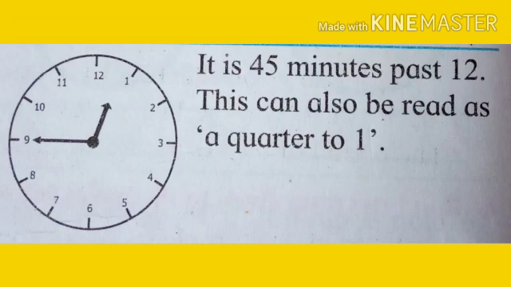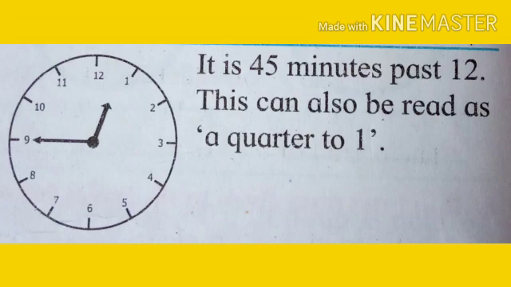Quarter to 1 means after 15 minutes, the time will become 1. Okay, see the differences in quarter past and quarter to. Quarter past means 15 minutes have passed, and quarter to means after 15 minutes the time will change. If it is 45 minutes past 12, what will be the time now? Quarter to 1. This you have to keep in mind, students. Here you are getting confused.